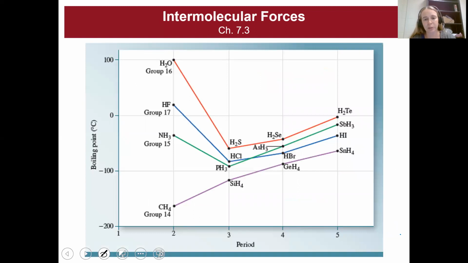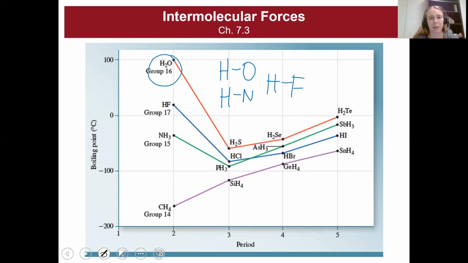All right, and here's something that shows that visually. Hydrogen bonding occurs with HO bonds, HN bonds, and HF bonds. We have HO bonds in water, we have an HF bond in hydrofluoric acid, HF, and we have NH bonds in ammonia.